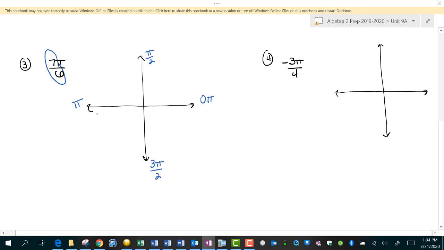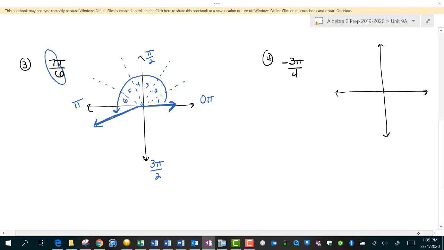To see how much farther, I might break this up into sections again. If I want to break it up into 6 sections, that would be 3 in each quadrant. So let's break the first quadrant up. I have 1, 2, 3 sections there. And then break the second quadrant up. So here's my 4th, 5th, 6th sections. And then I want one more past pi. So here would be my initial side, here's my terminal side. So it's 7 pi over 6.